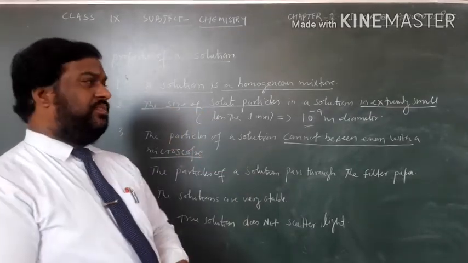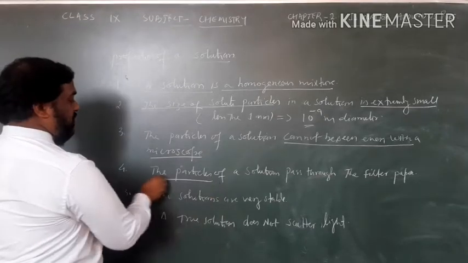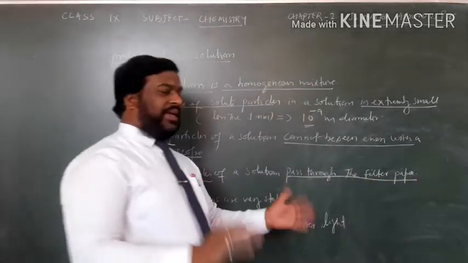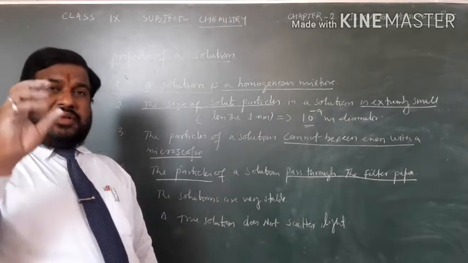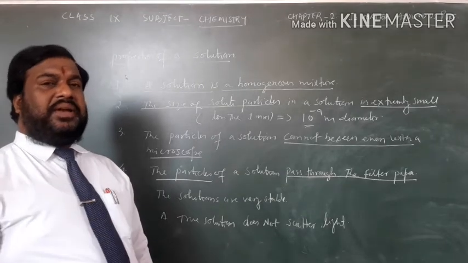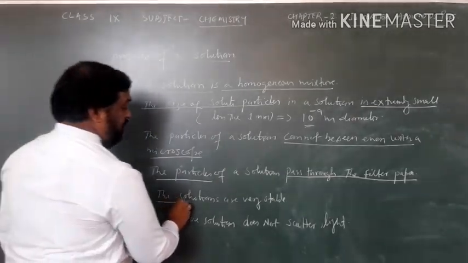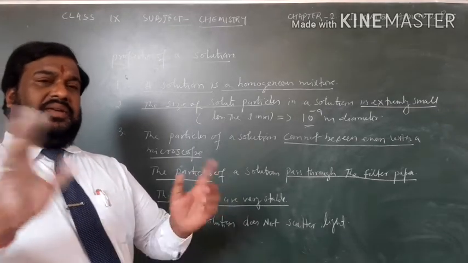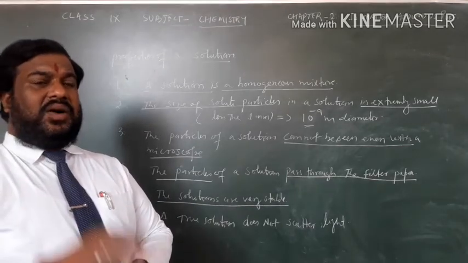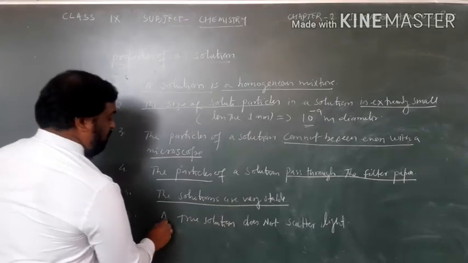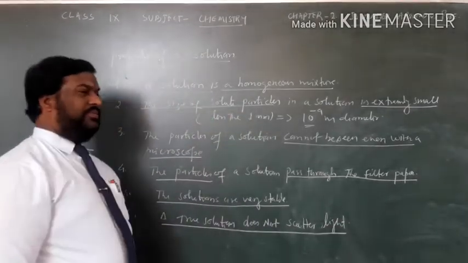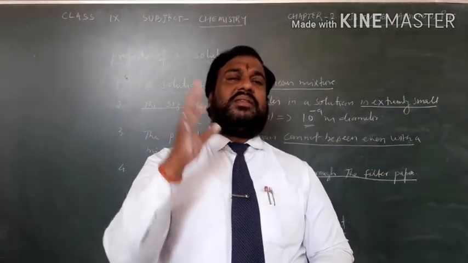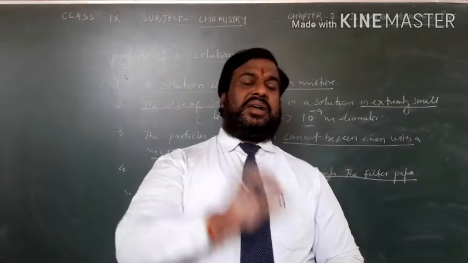We can't see the particles of solution with the help of a microscope because they are very small. Next is, the particles of a solution pass through filter paper. So we cannot separate the particles of solute with the help of filtration or filter paper. Next is, solutions are very stable, meaning they do not break down by physical means. Next is, a true solution does not scatter light. If a solution is true, the size of particles is very small. That is why the scattering of light does not occur in a true solution.